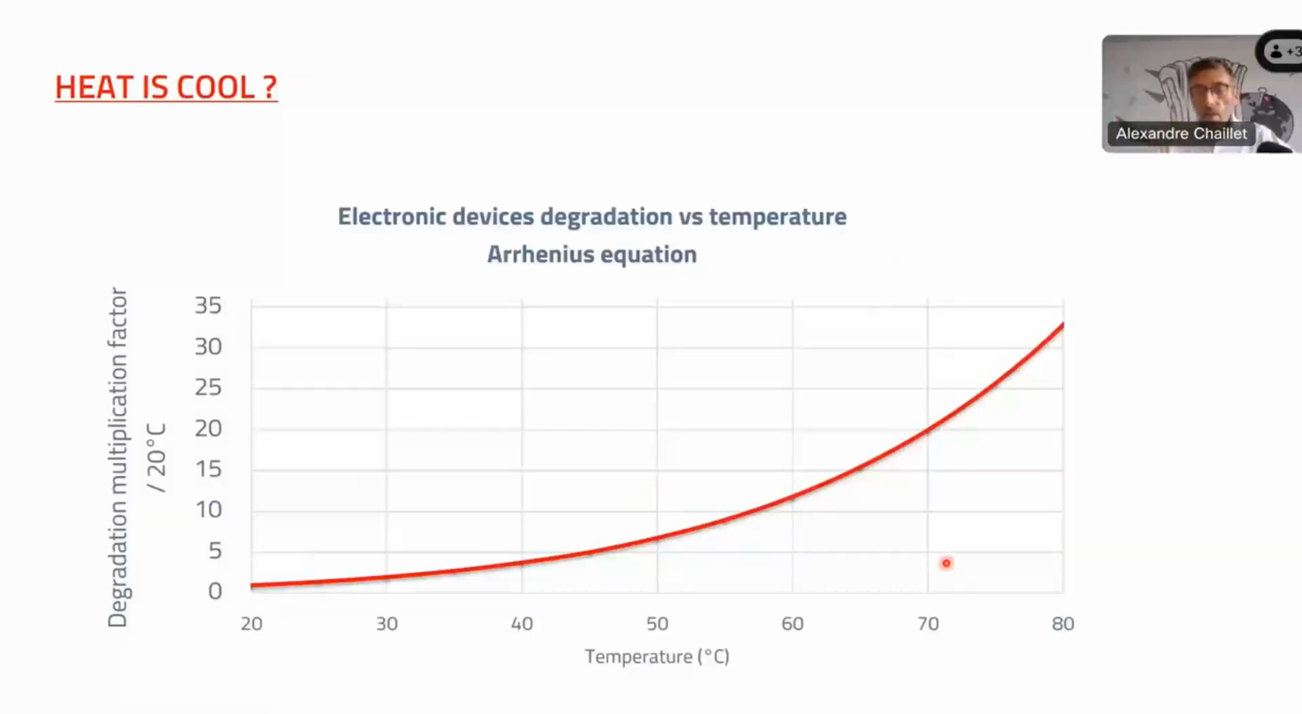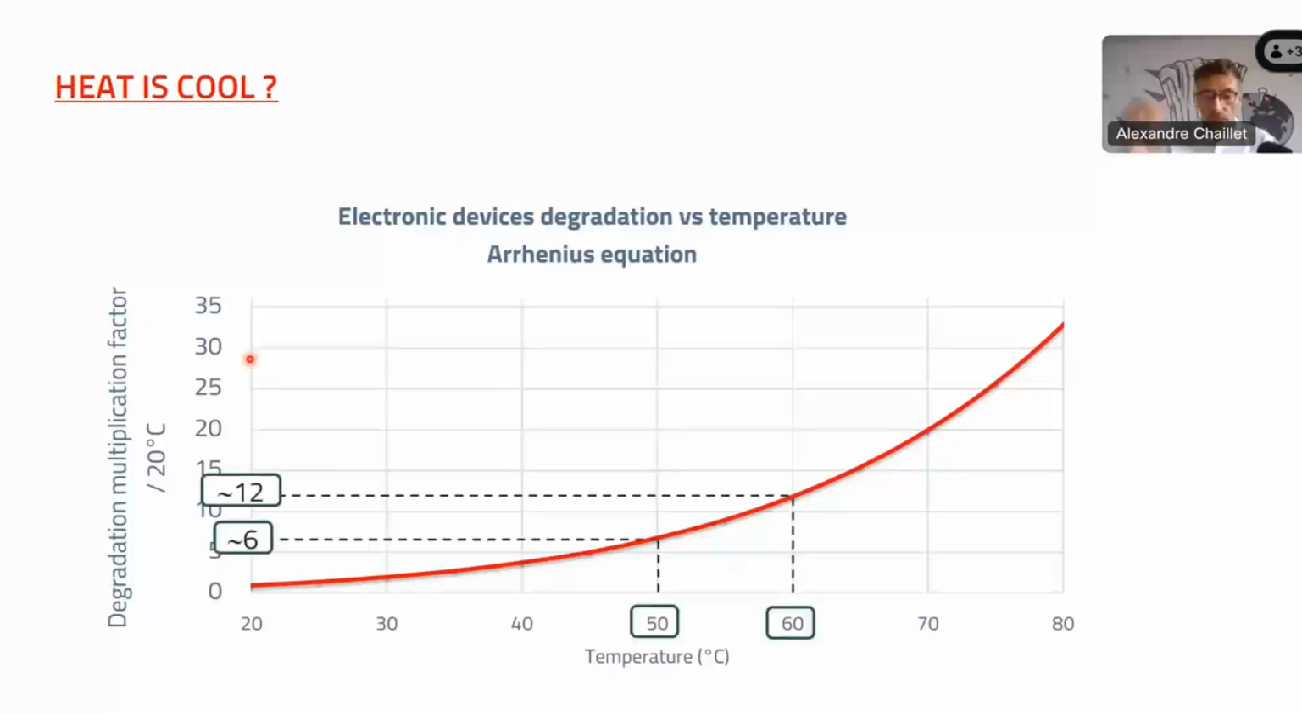Okay, now, what is the consequence of high temperature? This is a curve that is given by the Swedish scientist Arrhenius. This is the Arrhenius equation. You've got the temperature on the x-axis, and on the y-axis, the degradation multiplication factor. So, take an example. We go from a temperature of 50 to 60 degrees Celsius. We see that the degradation multiplication factor will be doubled.